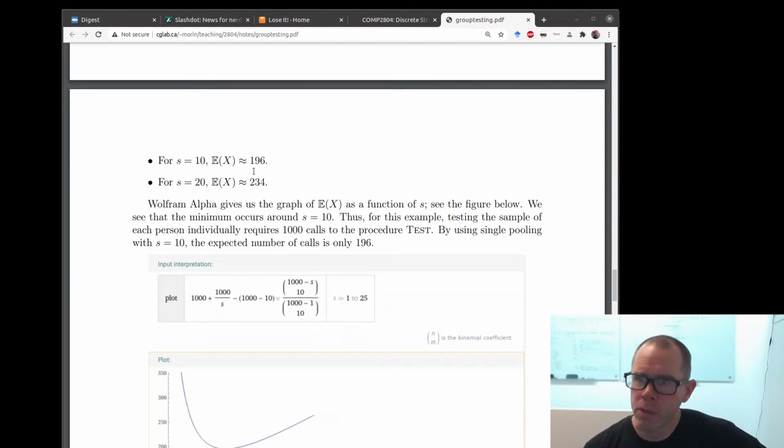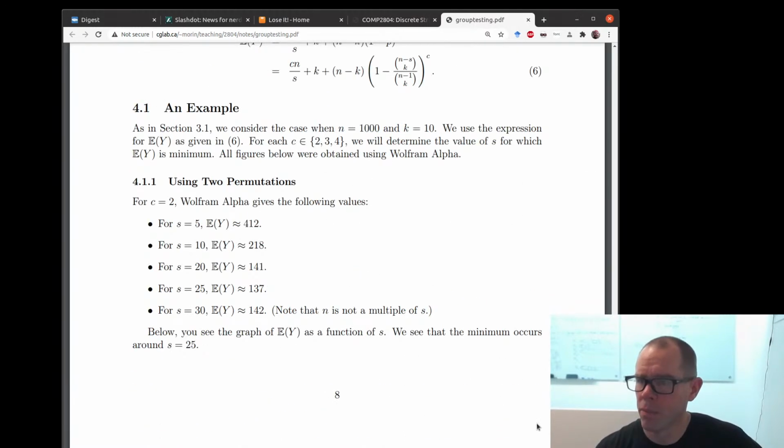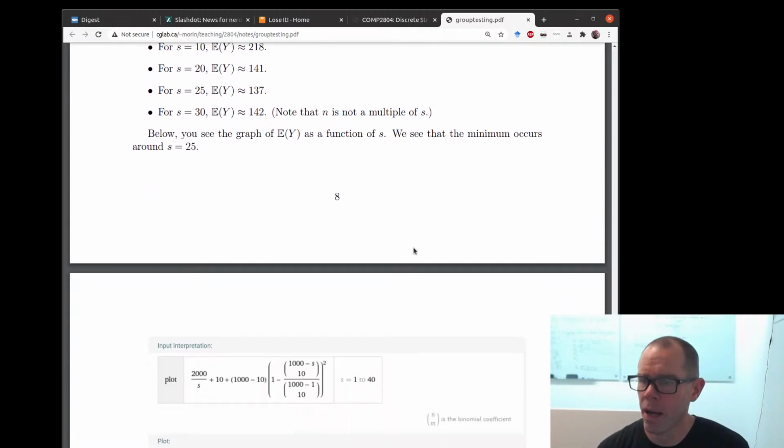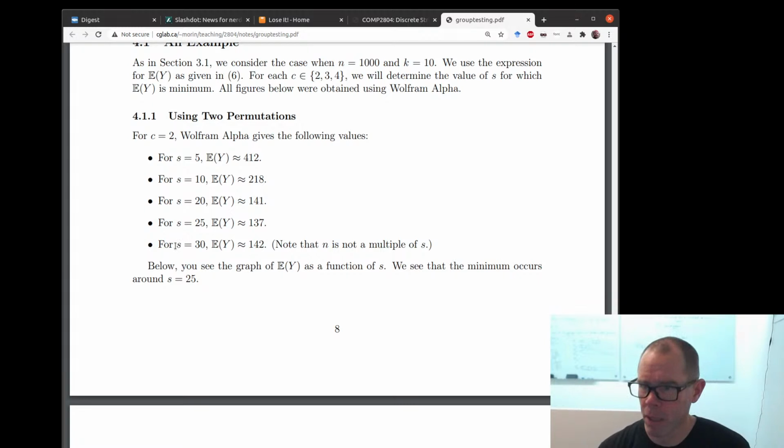All right, so the best we could do with single pooling in this scenario, with 1,000 people and 10 of them infected, was to find them all with about 196 tests. And if we do multiple pooling, for c equals 2, we can use blocks of size 30, or size 25, and get down to 137 tests. So that already beats 196.